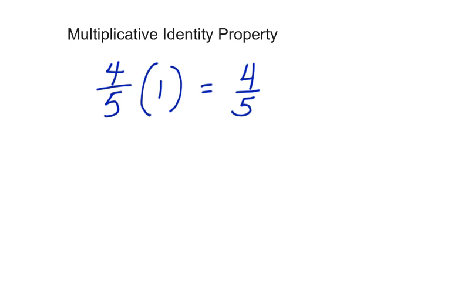The multiplicative identity property states that a number times 1 is equal to the same number. Take a look. Here I've used a set of parentheses to show multiplication. 4/5 times 1 is equal to 4/5. We could also use this property with a mixed number. 4 1/6 times 1 is equal to 4 1/6.